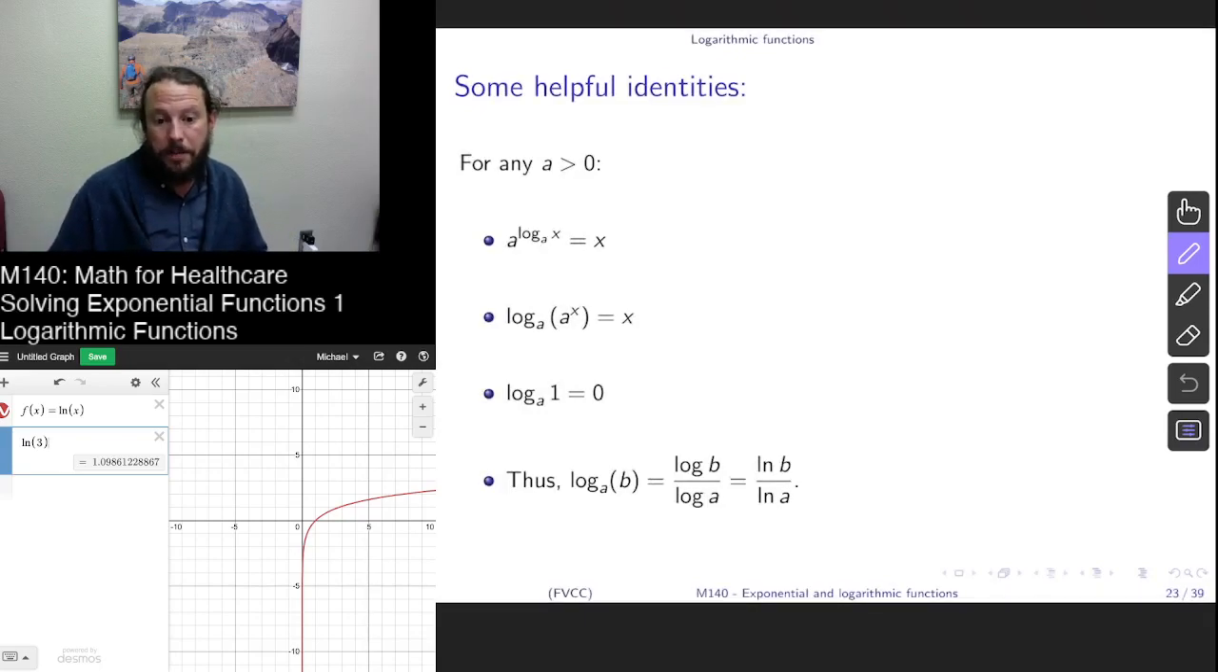All right. I think I'm going to cut this video here, and I'll record another video tomorrow that talks a little bit more about logarithmic functions and then how to solve exponential functions using those logarithms. And we'll start with these identities here.